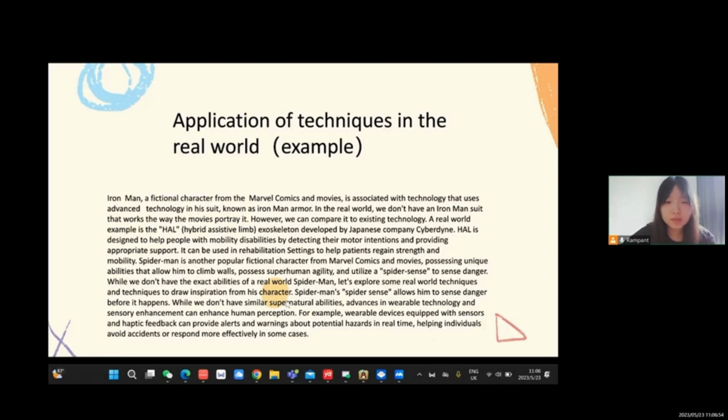While we don't have similar supernatural abilities, advances in wearable technology and sensory enhancement can enhance human perception. For example, wearable devices equipped with sensory and haptic feedback can provide alerts and warnings about potential hazards in real time, helping individuals avoid accidents or respond more effectively in some cases.